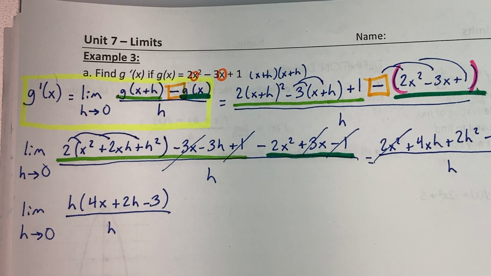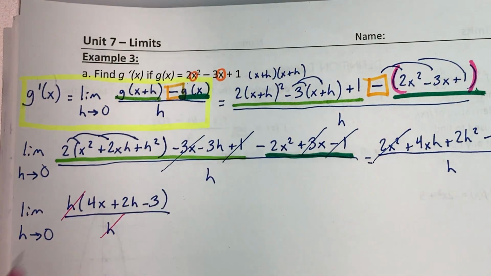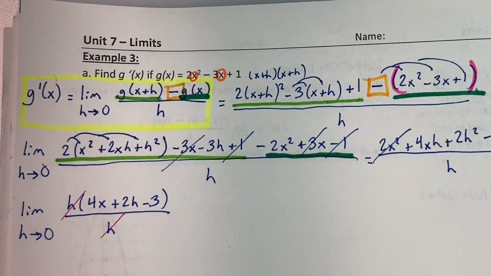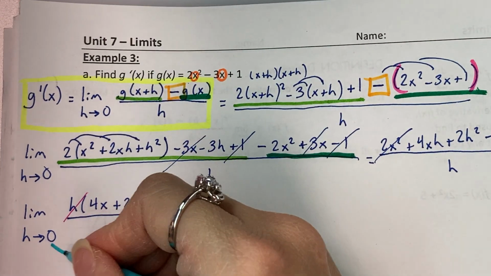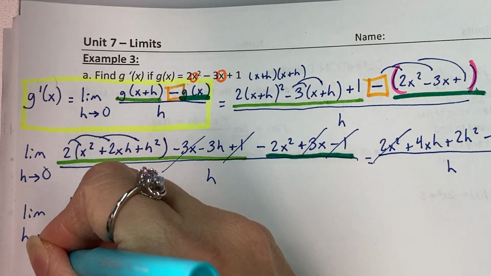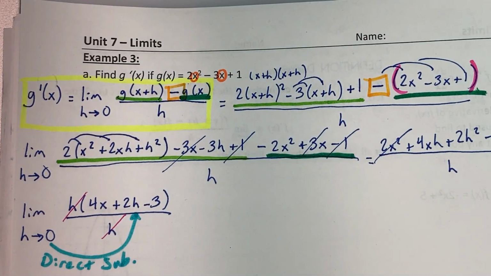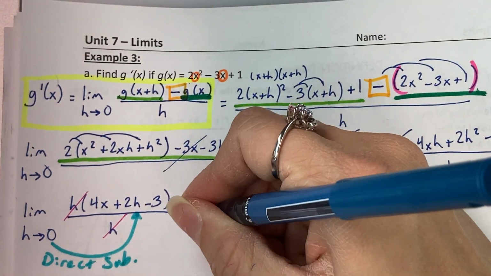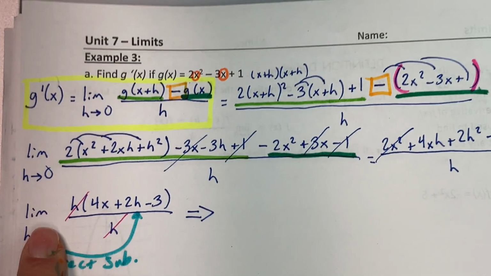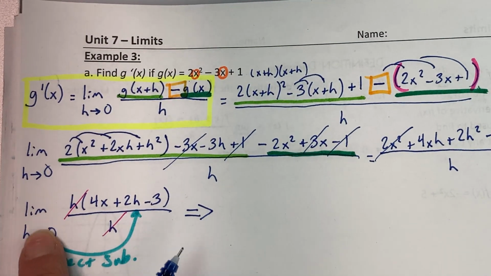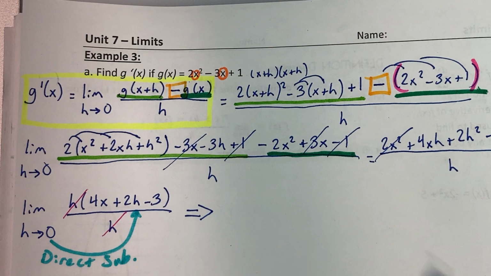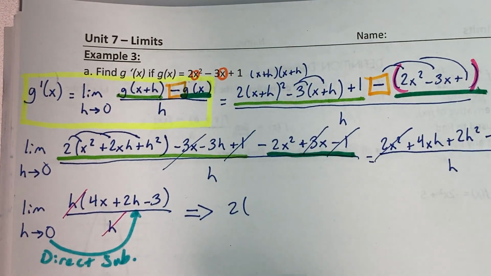And once I am able to do that factor and cancel, then we can do direct substitution, plugging 0 in for that h. And remember, folks, after you do direct substitution, instead of using just a standard equal sign, I like to do the equals arrow to show that I am no longer evaluating the limit. Once I plug in that 0, the limit aspect of this problem is done, and I'm left with 2 times 0.